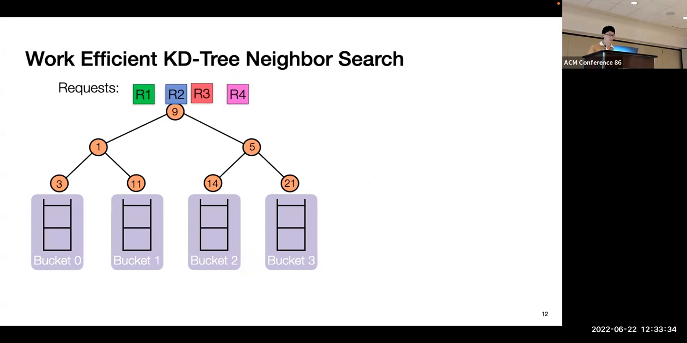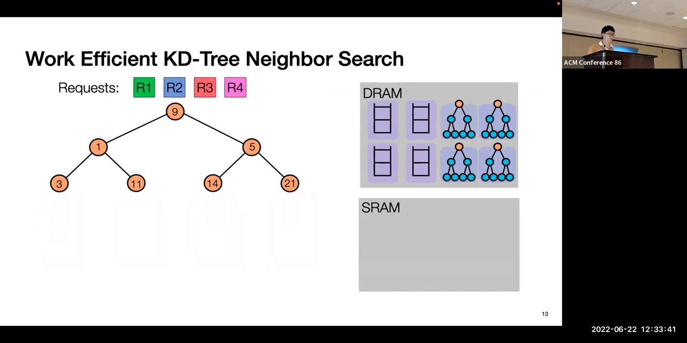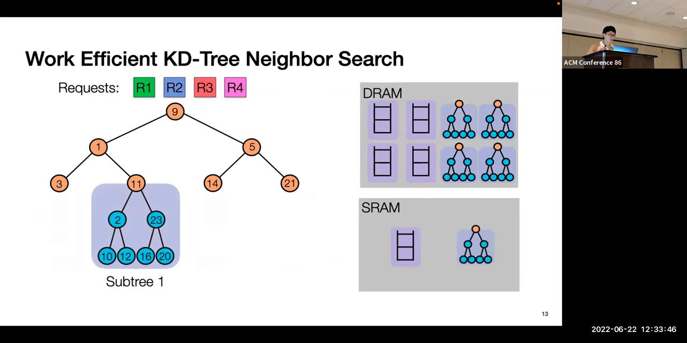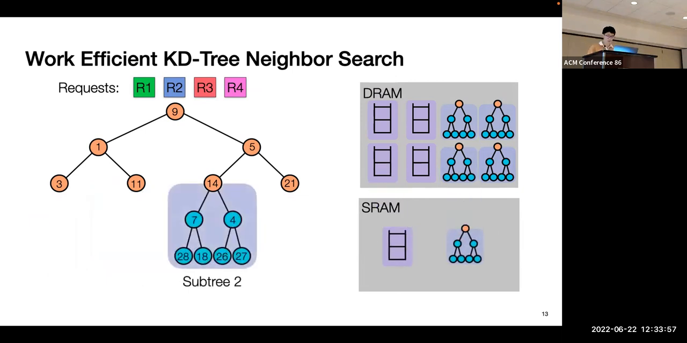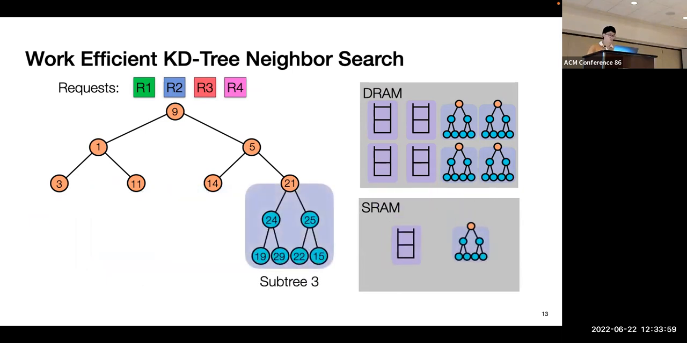Similar to prior work, we perform top tree search and store the search result to a subtree bucket. However, unlike prior work, we perform normal KD tree search within the subtree. Each time we load a subtree and its corresponding bucket to the SRAM, and then we perform normal KD tree search for all the queries within the subtree bucket. And we repeat this process for all the valid subtrees. Note that subtree 0 doesn't have any query point, so we avoid loading unused data to the SRAM.